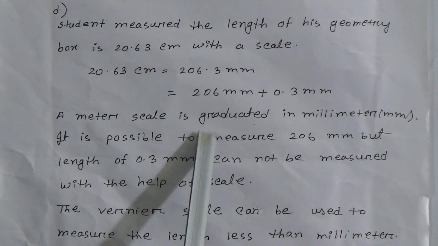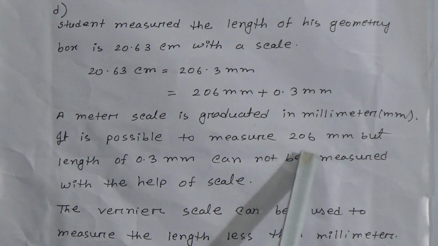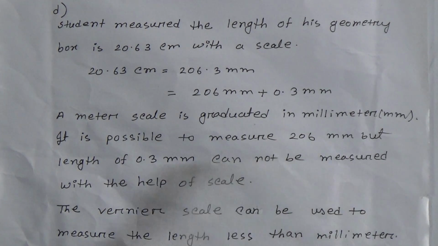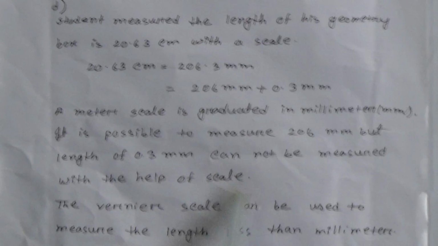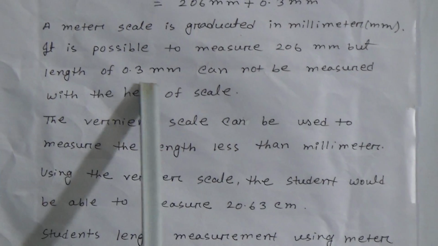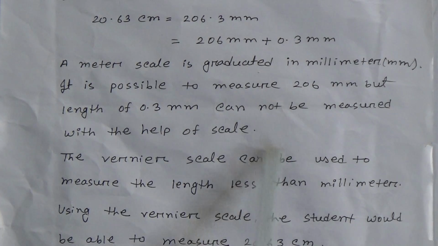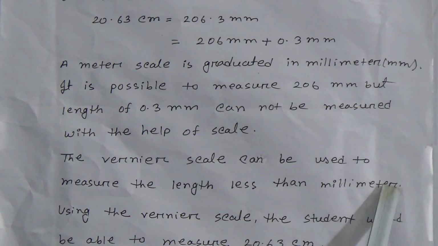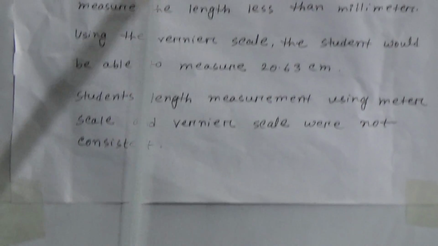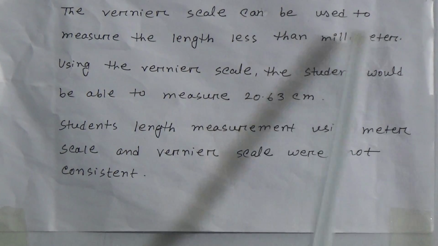A meter scale is graduated in millimeter. It is possible to measure 206 millimeter, but a length of 0.3 millimeter cannot be measured with the help of the scale. The vernier scale can be used to measure lengths less than a millimeter.